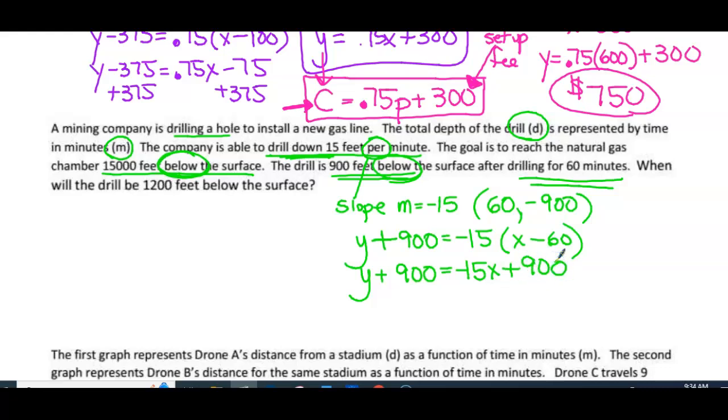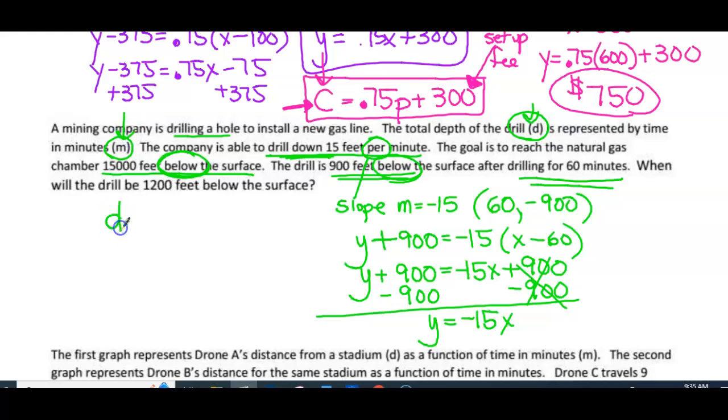At this point, we have to get y by itself. We're going to subtract 900 on both sides. When I subtract 900 on both sides, I get y equals negative 15x. This is gone. Remember, this equation says you use a d and an m. So instead of y equals, I'm going to make this d equals negative 15m. Well, I know d is the depth of the drill. The negative 15 is how far it's going down every minute.